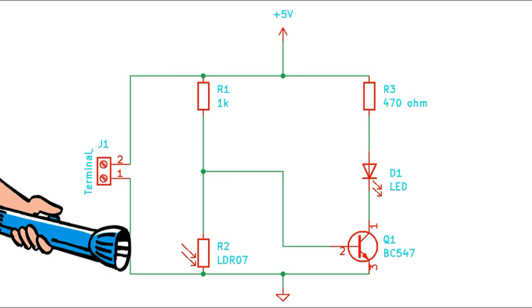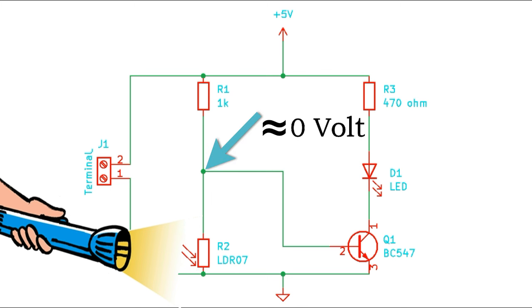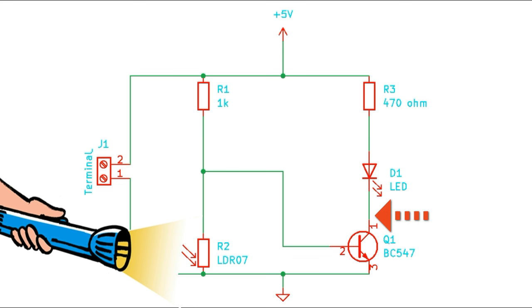The LDR's resistance decreases dramatically in the presence of sufficient light. Under these circumstances, the voltage divider created by the LDR and 1 kilo-ohm resistor will output almost 0V. You won't see any output at the transistor's output pin as a consequence.